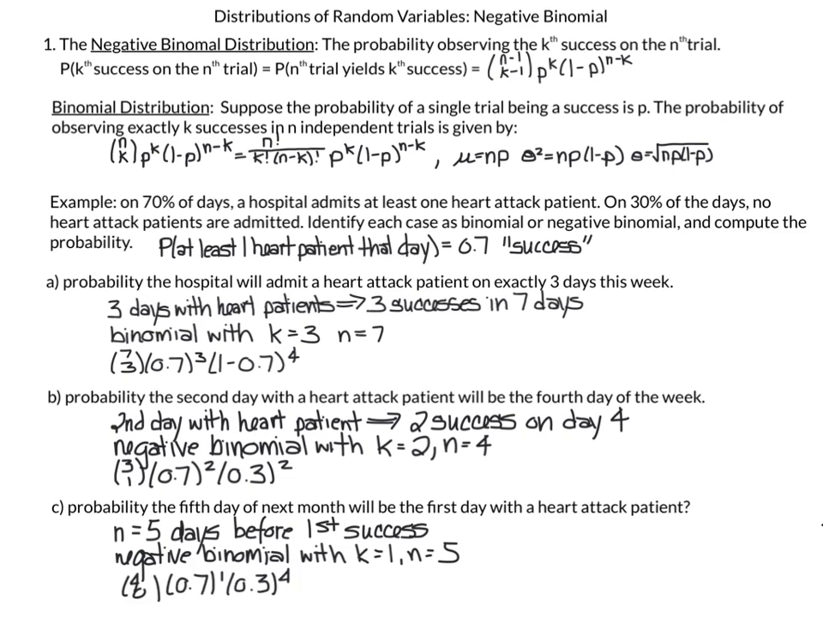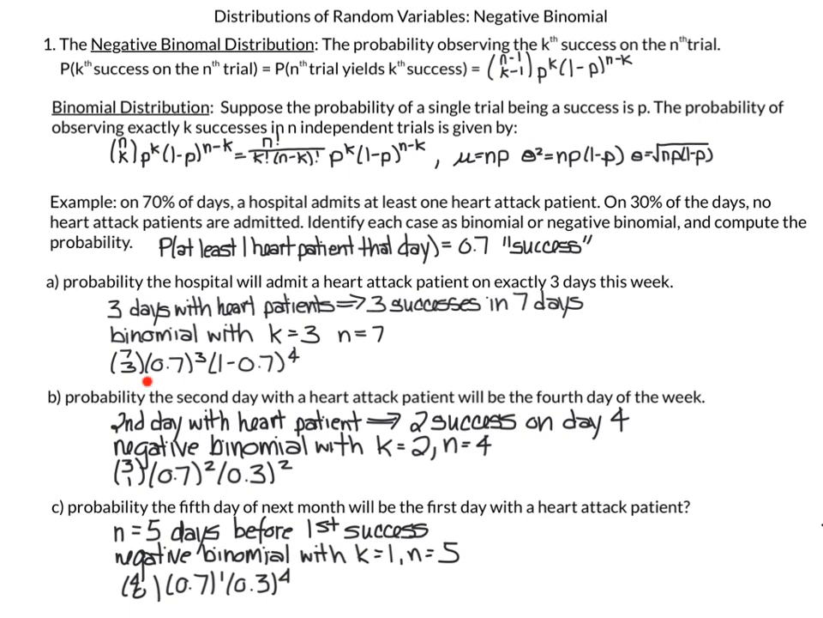So plugging that into our formula, 5 minus 1 is 4, choose 1 minus 1 is 0, and that's okay, because remember 0 factorial is just equal to 1. We have our 0.7 probability of success raised to the number of successes, just 1. And then 0.3, the probability of failure, or 1 minus 0.7, raised to the number of failures. 5 trials, 5 days before we get our first success. So that means there are 4 failures.